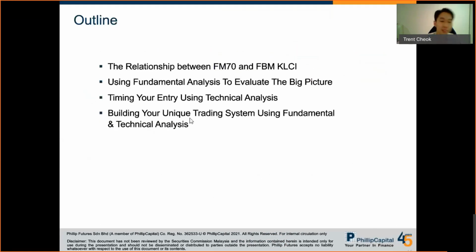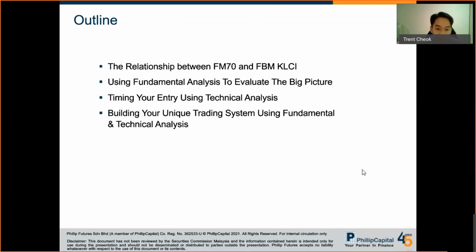Okay, without further ado, let's jump into our topic for today. So this is the outline for today. We'll be covering 4 subtopics. Basically, the first section will be on the relationship between FM70 and KLCI, just to give you a bit of introduction into how FM70 is connected to KLCI. Then we move on to how to use fundamental analysis to evaluate the big picture. Basically, how to use fundamental analysis effectively to tell you the trend of the market, what direction the market is heading in the current economic condition.